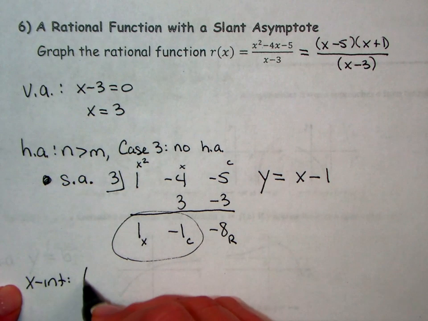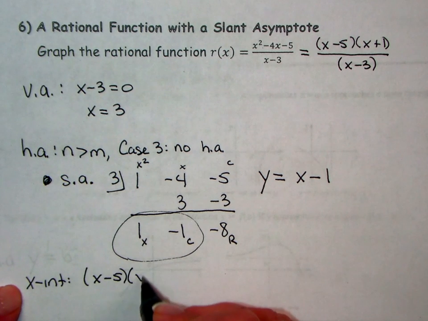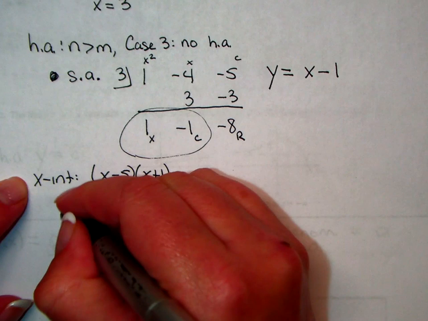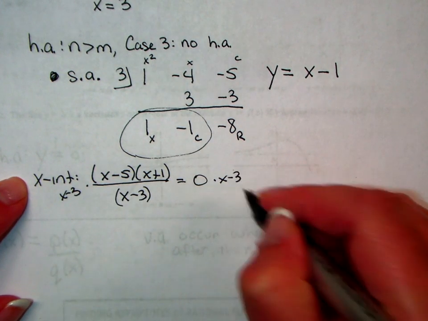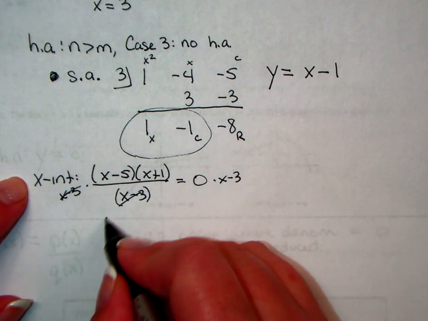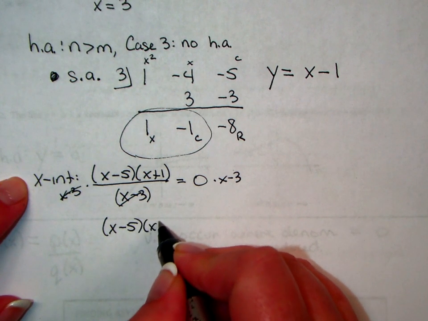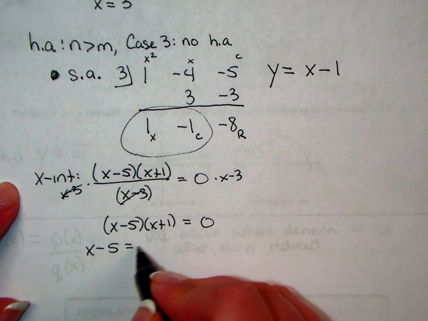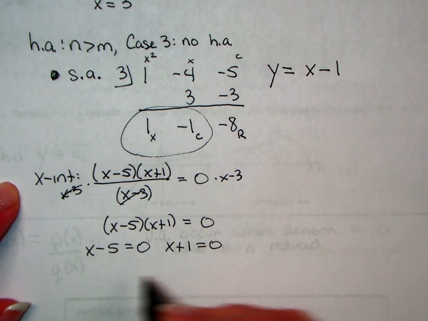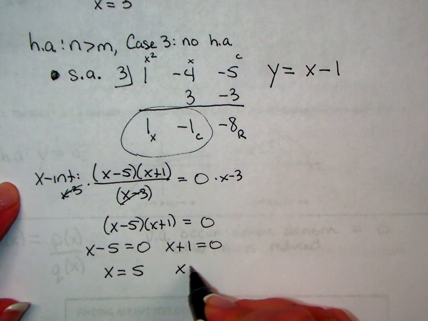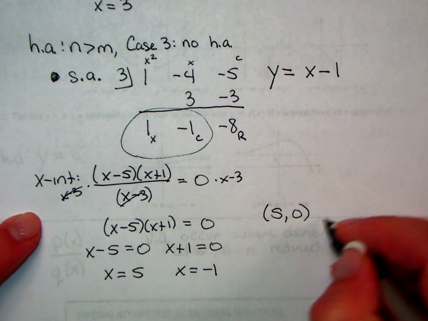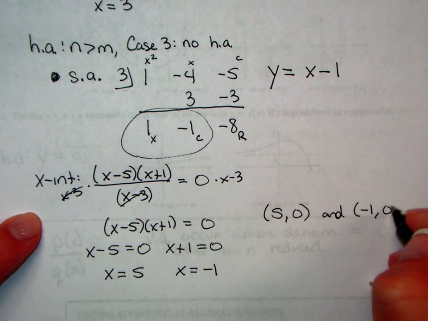All right, x-intercepts. Set your fraction equal to 0. Get rid of your fractions. You're going to multiply both sides by x minus 3. And so it's going to cancel on the left and become 0 on the right. Set each factor equal to 0. So I get x equals 5 and x equals negative 1. So my intercepts are 5, 0, and negative 1, 0. Right?